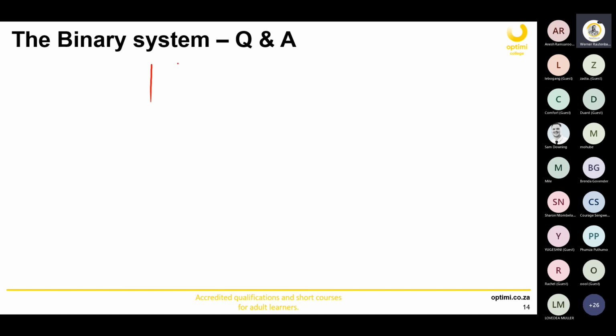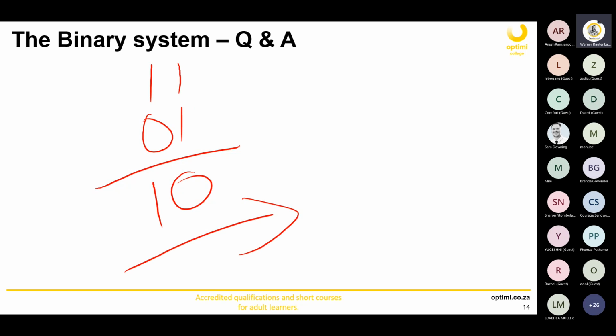So when we have 11 in binary and we deduct 1 from that, the basic principles are the same as in decimals. If you have 1 minus 1, what is 1 minus 1? 0. What is 1 minus 0? There's a 0 there. 1 minus 0 is 1. There's your answer: 11 minus 1 is 10.